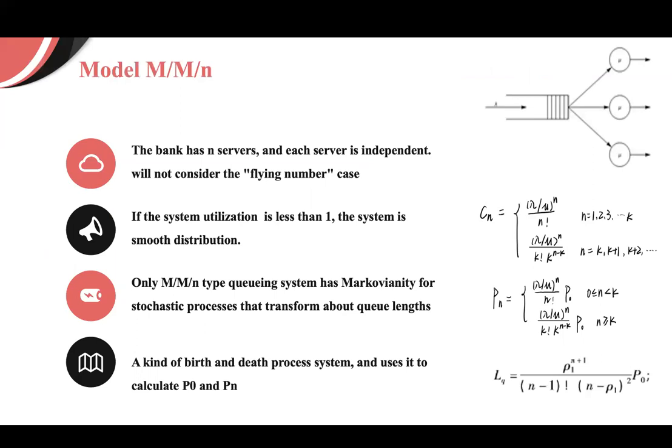The other model is MMN. For this model, the bank has N servers and each server is independent. This model follows Poisson distribution as well. However, the MMN model will not consider the file number case. The average service rate of the whole system should be mu. If the system utilization is less than 1, the system has a stable distribution.